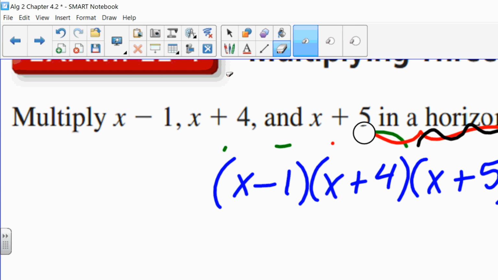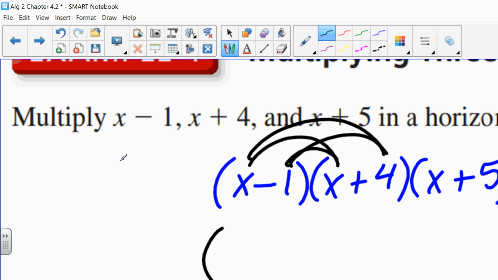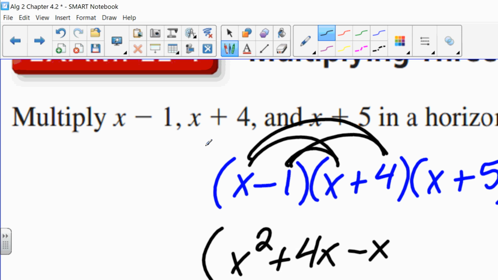But I'm just going to stick with going from left to right. I'm going to multiply the first 2 together. So we'll use our distributive property. And we can say x times x, which is x squared. Then we'll do x times 4, which is plus 4x. We'll do negative 1 times x, which is negative x, and negative 1 times 4, which is negative 4.